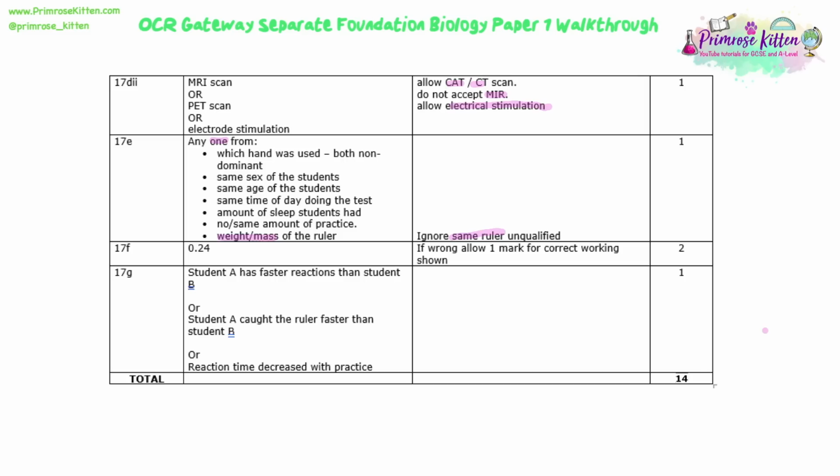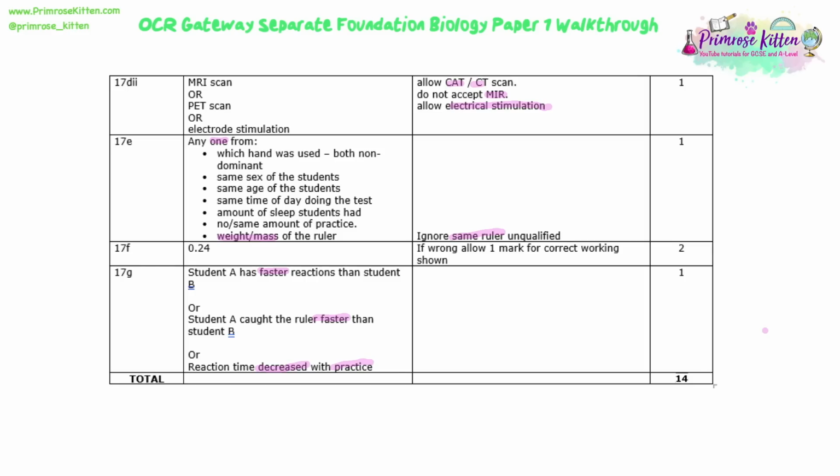For the conclusion, we need to be clear about how we're writing this. So student A has faster reactions than student B, because we are testing reaction time, or student A caught the ruler faster than student B. So rather than saying reaction time, just say what they did faster, which was to catch the ruler faster, or to spot a pattern in the data that the more goes they did at it, the faster their reaction time was. So the reaction time decreased with practice or with repeated tries, because practice, again, we know is something that can affect reaction time.